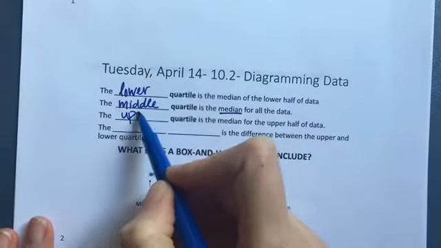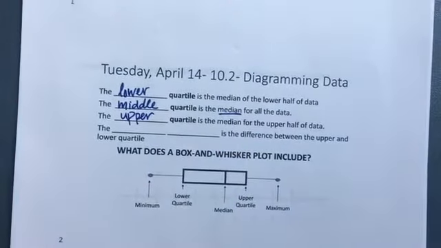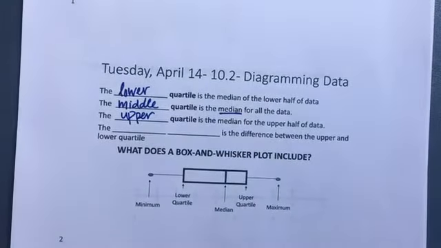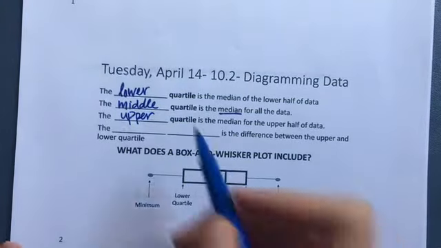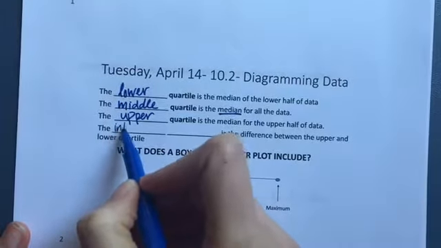These are not very creative words, but they make sense, right? Lower quartile is the median for the lower half of data. The middle quartile is the median for all of the data, which you guys already know how to find. It's just the median. The upper quartile is the median for the upper half of data. Now we have one other new term to learn, and that is the interquartile range.